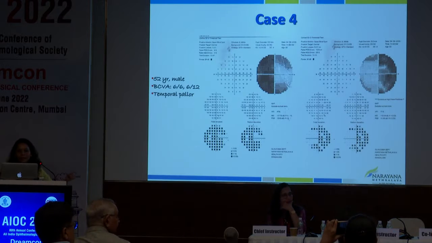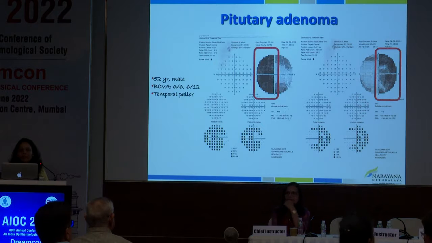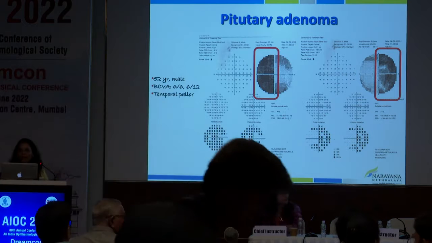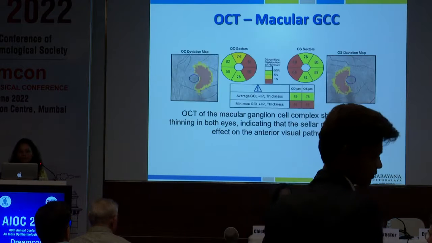Lastly, this case, now I guess everybody has quite understood. A 52-year-old, 6/6, 6/12, temporal pallor. What is this defect? Yes, this is a bitemporal hemianopia, heteronymous, nothing else, and this patient had a pituitary adenoma. And just to tell you that nowadays in a patient, especially children who come with craniopharyngioma, who may have defects like this, we are not able to do the visual fields, and OCT comes to our rescue.